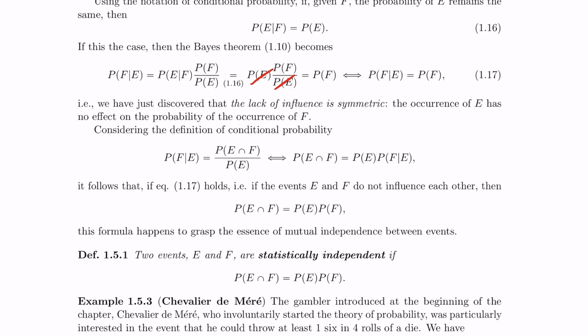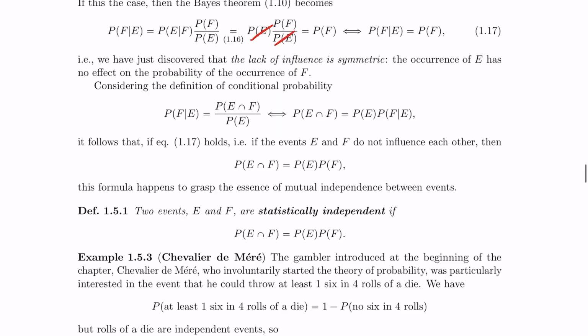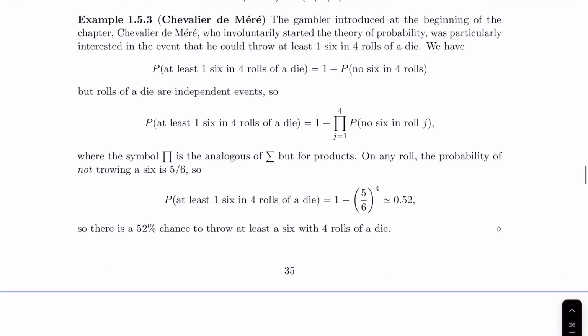There's no better way to show the usefulness of statistical independence than discussing how it intervenes in the solution of the problem that started probability. At the beginning of this course, we said that Chevalier de Méré started involuntarily the theory of probability due to his gambling problems. In particular, he was interested in the probability of the event that he could throw at least one 6 in 4 rolls of a die. Let's see how to solve this problem using statistical independence.